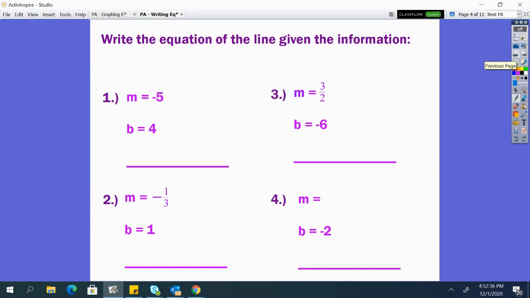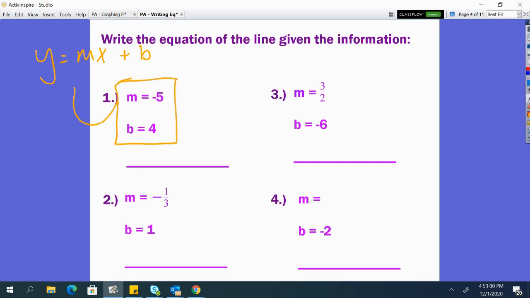So, guys, I think this is easier than what we did last class. We're going to write an equation of a line given this information. It's a little bit harder when we get to the graphing, but this really is just plugging it in. So remember our formula, y equals mx plus b. All we're doing is plugging these in to this equation. You're going to giggle about how easy this is.